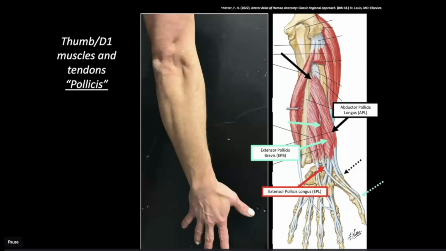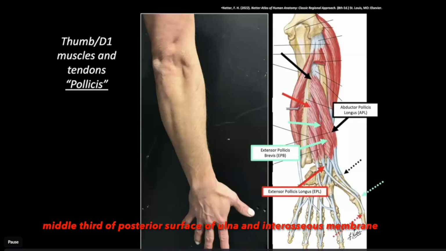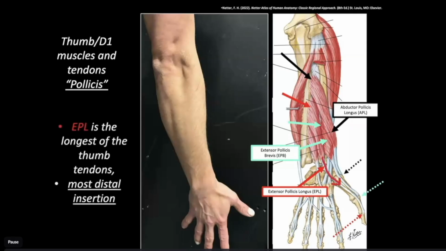And extensor pollicis longus, or EPL, origin here. An insertion on the base of the distal phalanx, again, more dorsal. EPL is the longest, most distal insertion. And just note its trajectory.